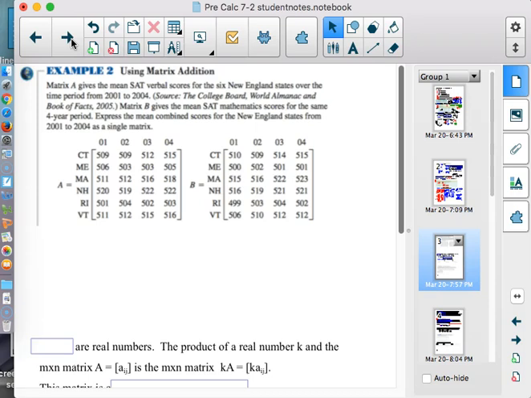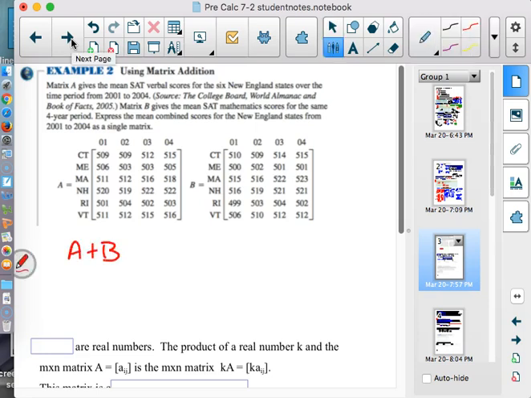So we have all of this, and what we would want to do is just go through and find A plus B, because if you add the verbal score to the mathematics score, you will get that final SAT score. So in class, what I would have you do is have one row of students add the first column to the first column.